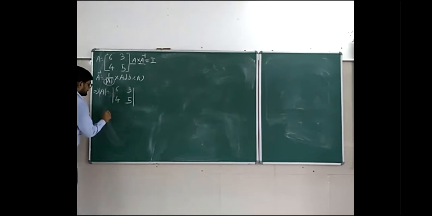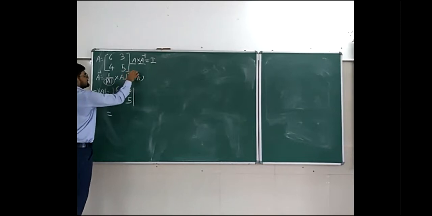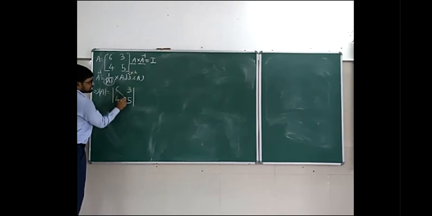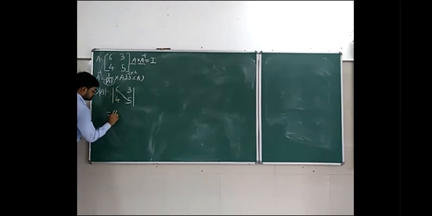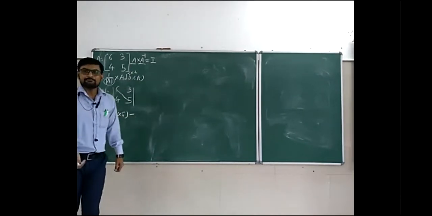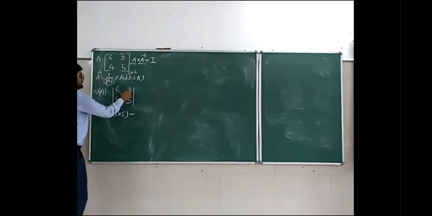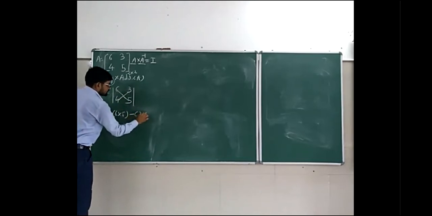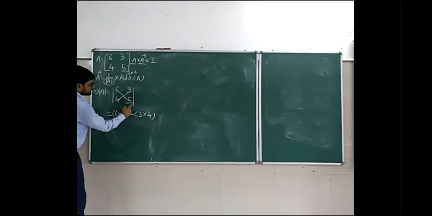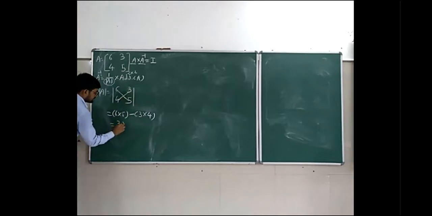Now how can you find the determinant of A for a 2 by 2 matrix? Just multiply the diagonal elements, that is 6 into 5, and use a minus sign in between and multiply the non-diagonal elements, that is 3 into 2. That is, multiplication of these minus multiplication of these. The answer is 30 minus 12. So it is 18, which is not equal to 0.